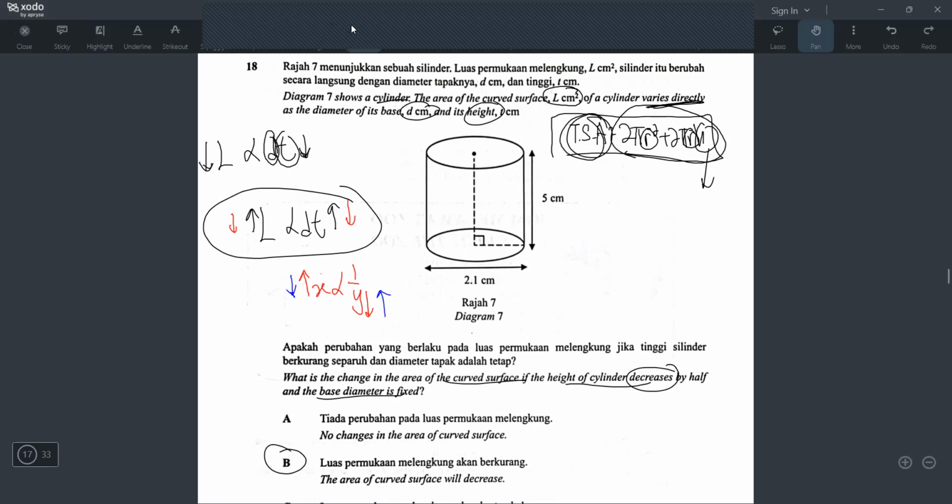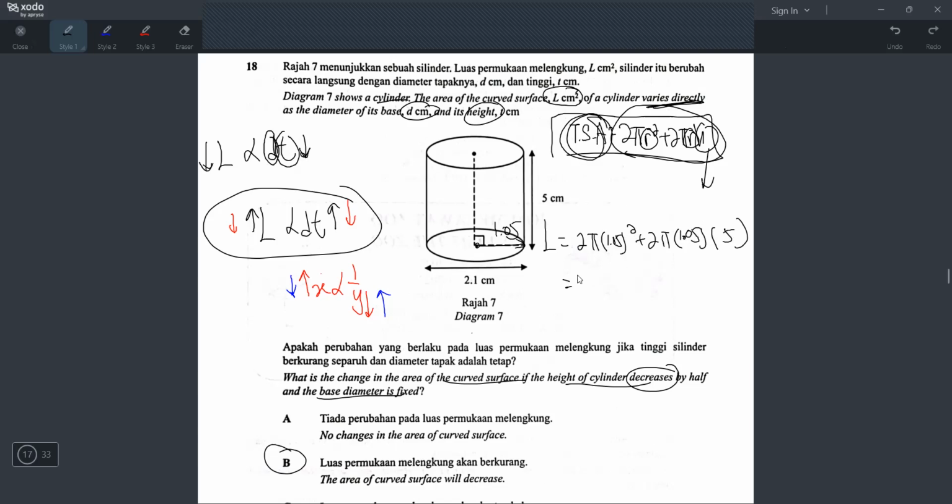Wait, let's try to actually find the surface area. So the radius is how much? 2.1 divide 2. So let's see. What do you get? 1.05. So the radius is 1.05. So if we want to calculate the surface area, which is L, they use L in this case. So let's use L. So 2 pi r square plus 2 pi r h. The r for this case is 1.05. That's the radius. And then 2 pi r h, which is 1.05 times with the height, which is 5.